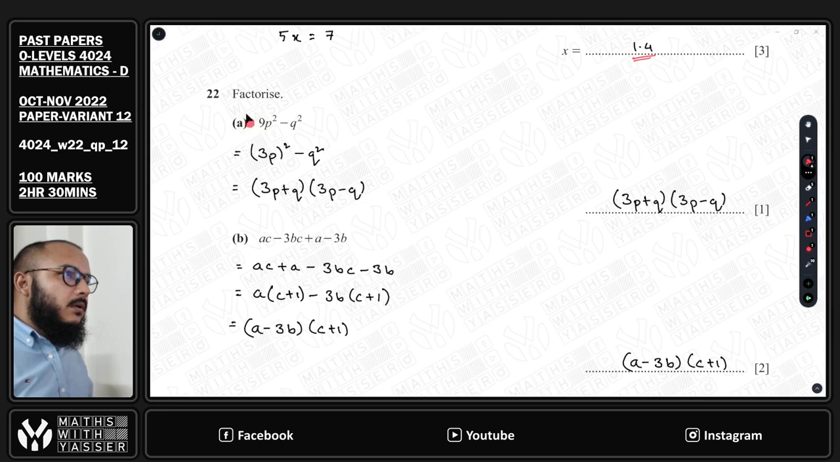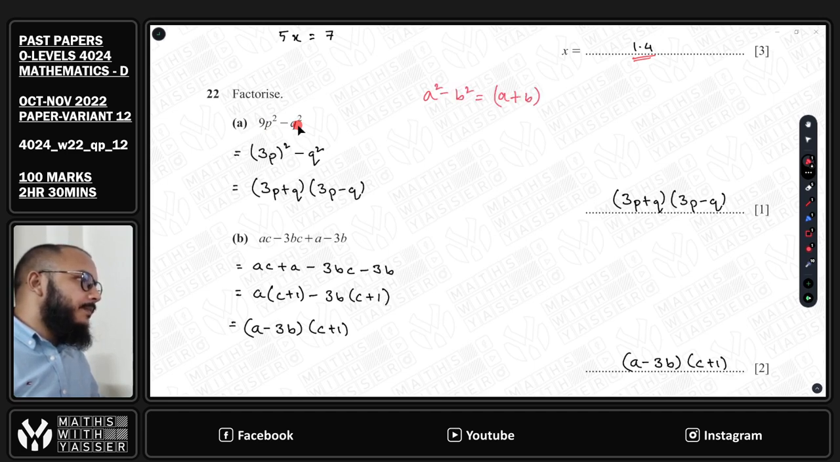Then we have question number 22. It says factorize 9p square minus q square. So you can see that there is a negative sign, and also the numbers and variables are squared. So you can think of a square minus b square, which is equal to (a plus b)(a minus b). So I can write 9p square as (3p) whole square. So this will be (3p plus q)(3p minus q).